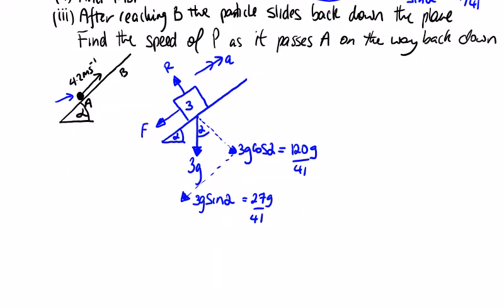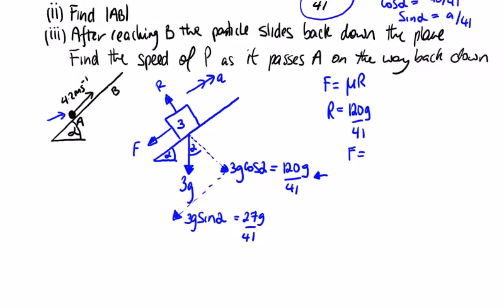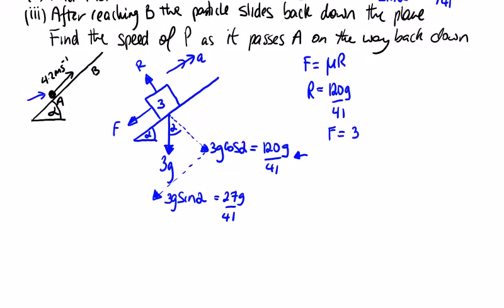Okay, so down this way, F is equal to mu R. So let's see what R is equal to. The opposing force is 120g. This is opposing R. So R is equal to 120g/41. So F is equal to mu, 3/20, times this. And the 20 and the 120 will cancel, leaving the 120 as a 6. So we're looking at F being 18g/41. And that would be in newtons.